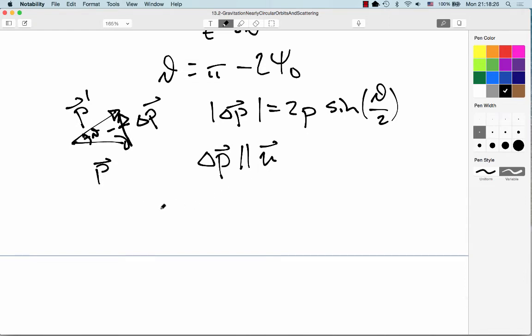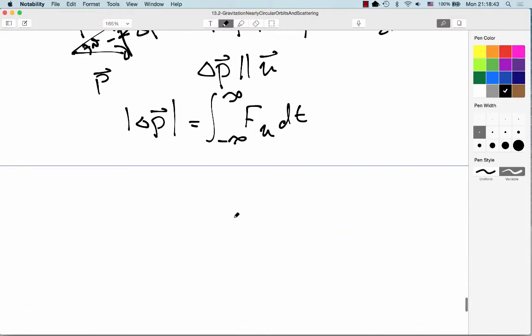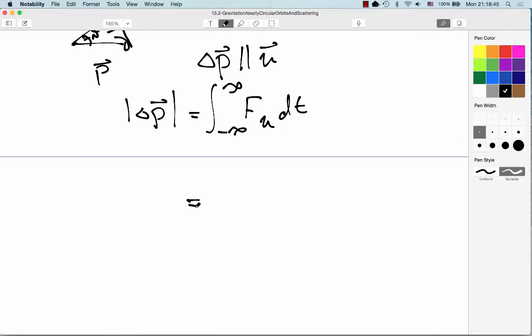So what that allows me to do is calculate my delta p by integrating from minus infinity to infinity just the u component of the force dt. Rutherford went ahead and just assumed that the force was the electric force, like kqQ over r squared. So then this would correspond to the integral from minus infinity to infinity.